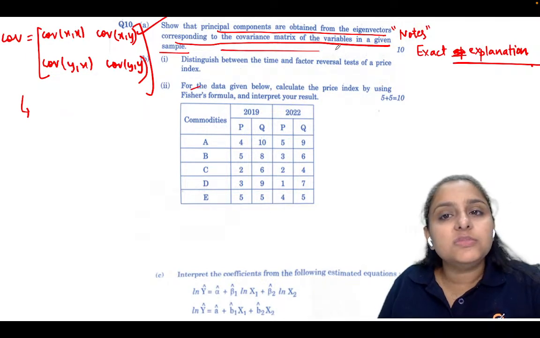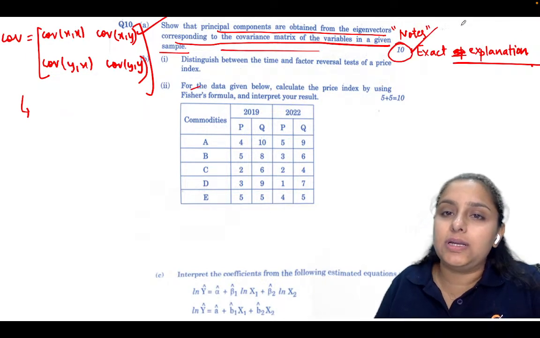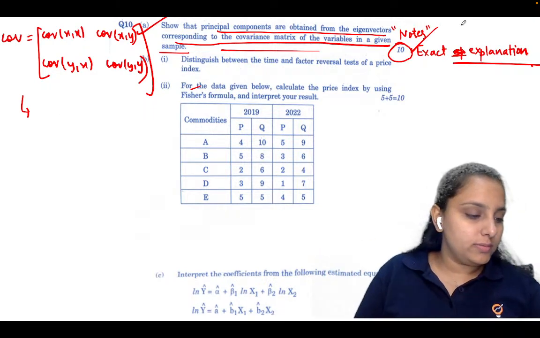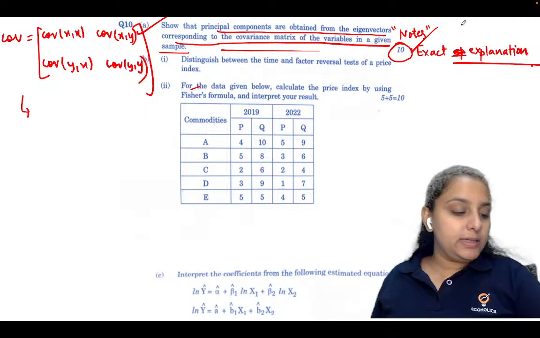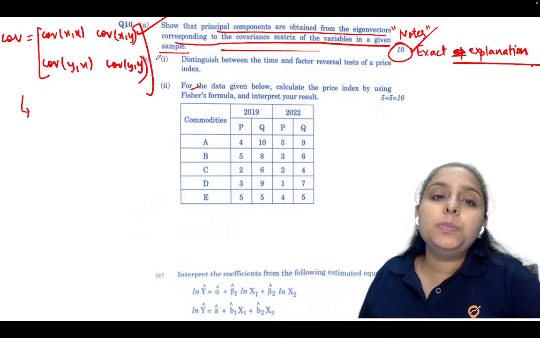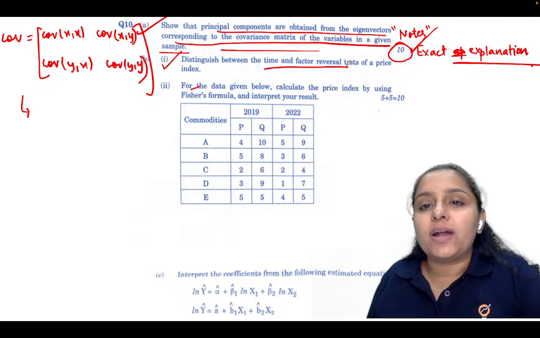So this was a 10-marker question which, for at least Ecoholics students, I believe was very easy to score, right? Do you agree? Anyone here? Do you agree, guys?